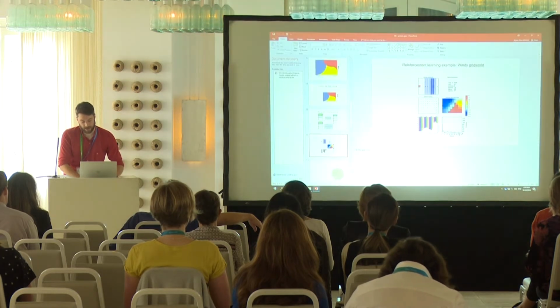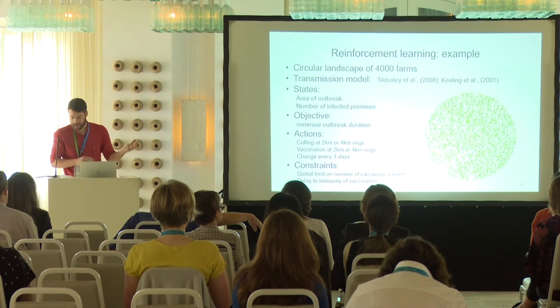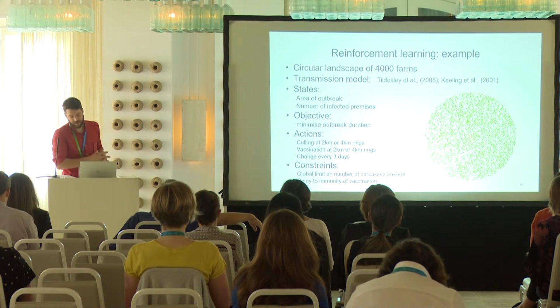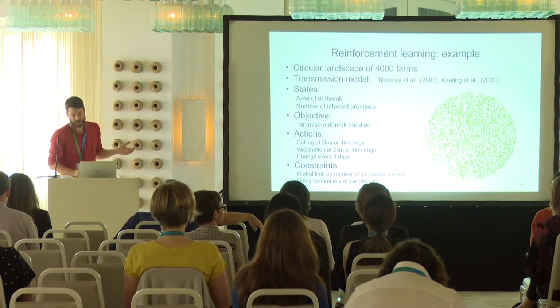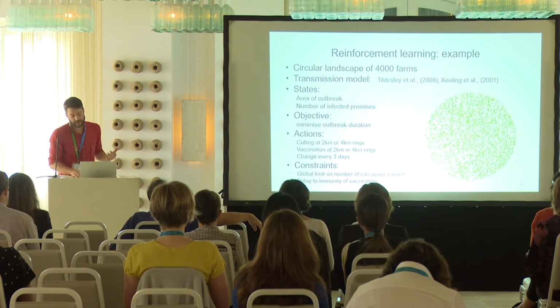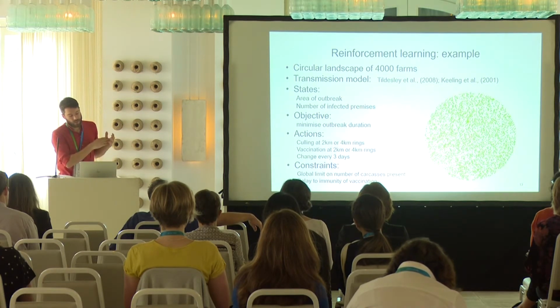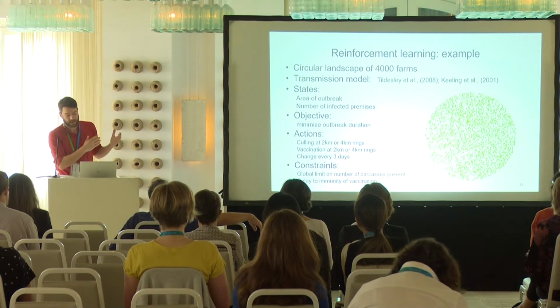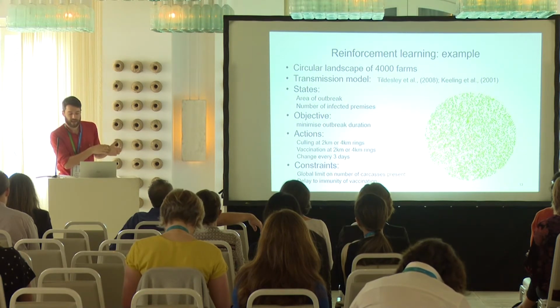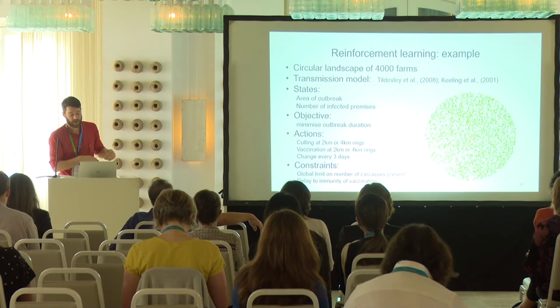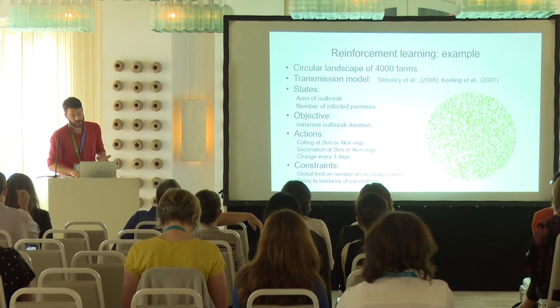So we've been applying this to the control of foot and mouth in hypothetical outbreaks. We looked at a random landscape of about 4,000 farms using a transmission model that's previously been published by Tildesley in 2008 and Keeling in 2001. We wanted to construct a policy that used two state variables, one using the area of the outbreak and one using the number of infected premises.